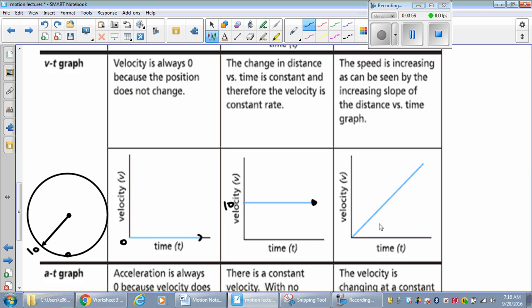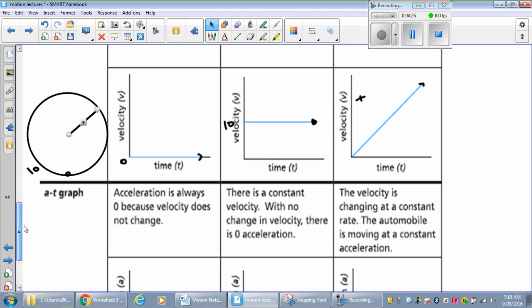Okay, now if I am accelerating on a velocity time graph, it should look like this, right? So look at my speedometer. So velocity is increasing, right? So I need to have a slope that is positive for a velocity time graph. So this upward slope is showing the exact same thing that I showed with the needle moving upward, right?